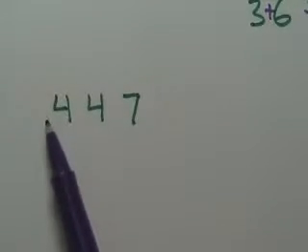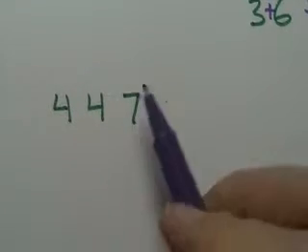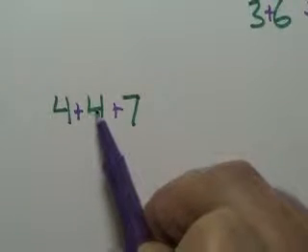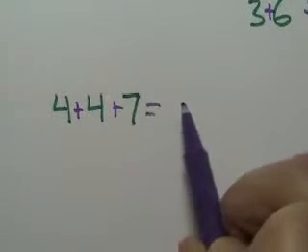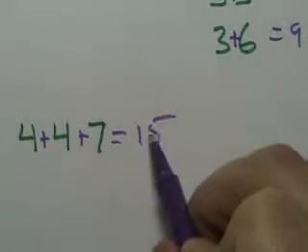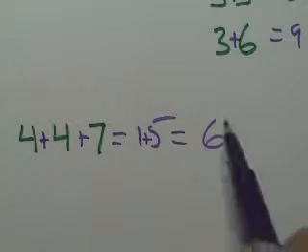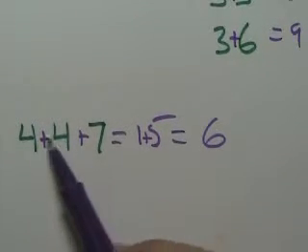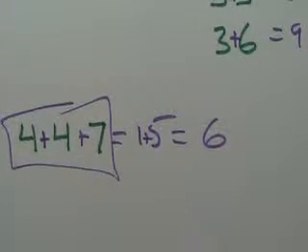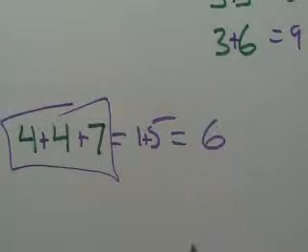Another example, is 3 a factor of this? Is this number, 447, divisible by 3? Watch how I do this. Don't write it down. I'm going to add the digits. 4 and 4 is 8. 8 and 7 is 15. Now if I add 1 and 5, that equals 6. Yes, 3 will go into 447, because if I add it up, the sum equals 6.